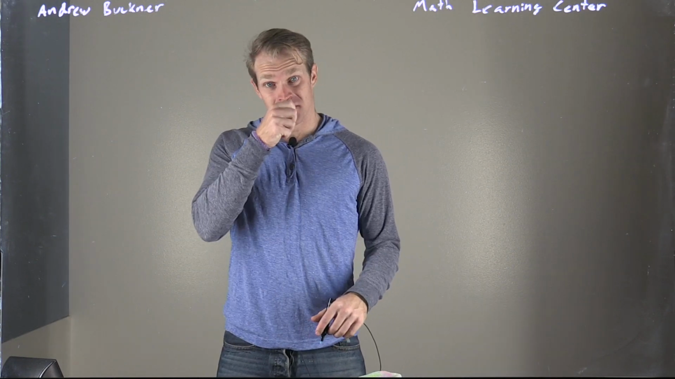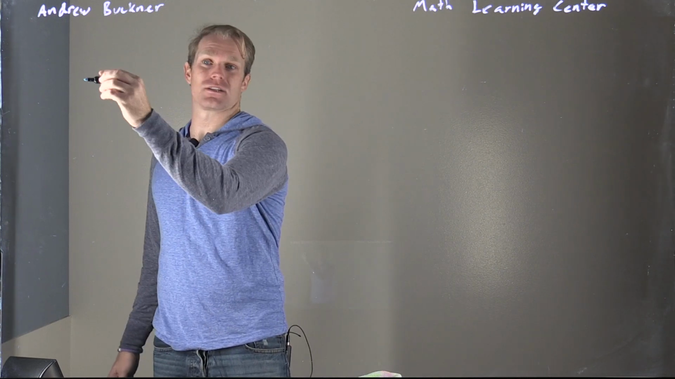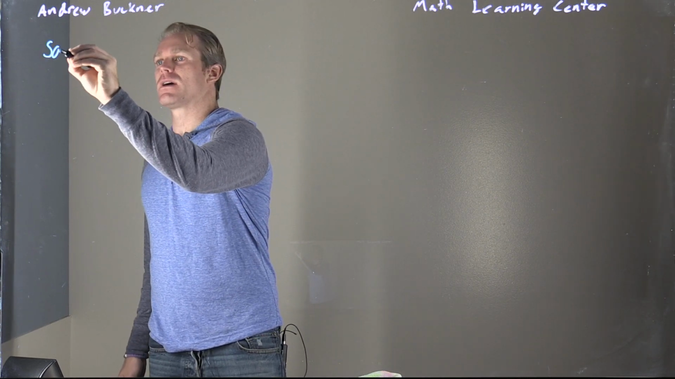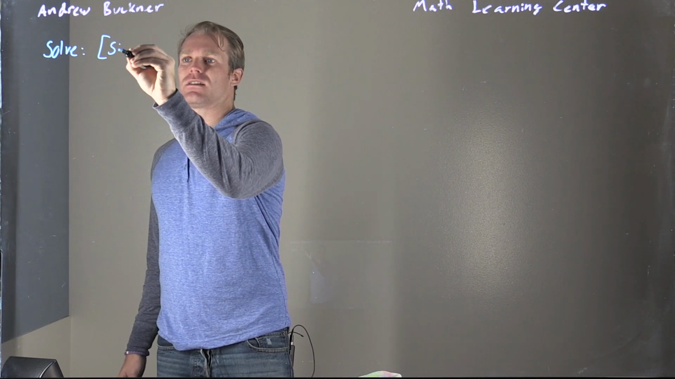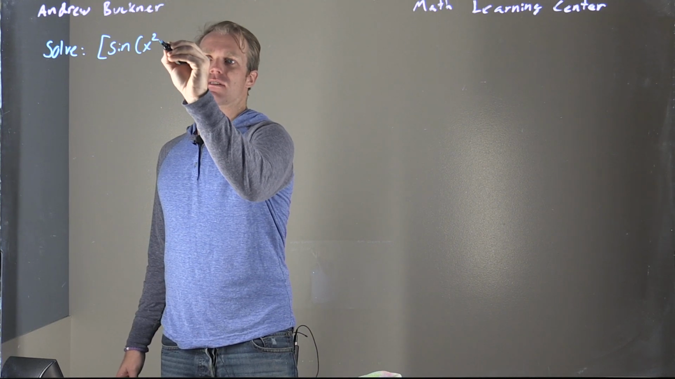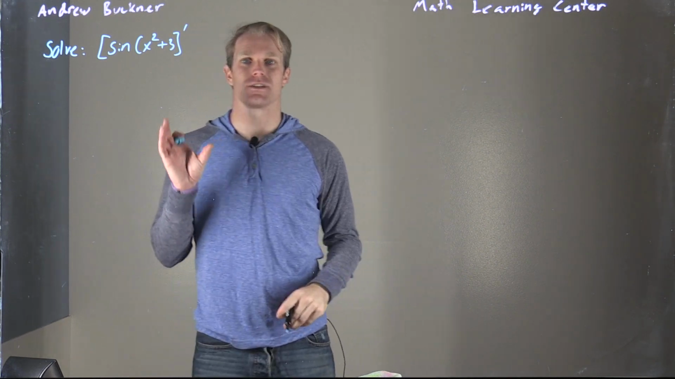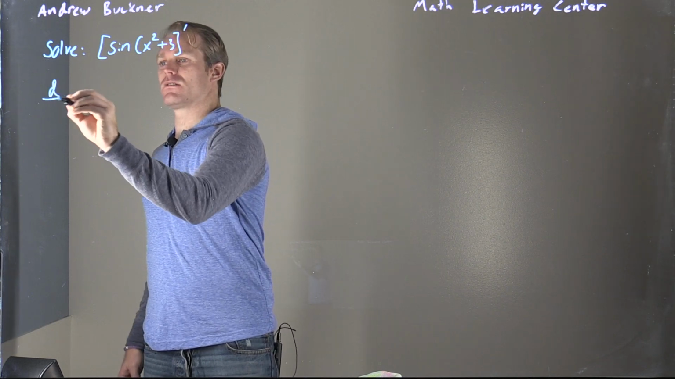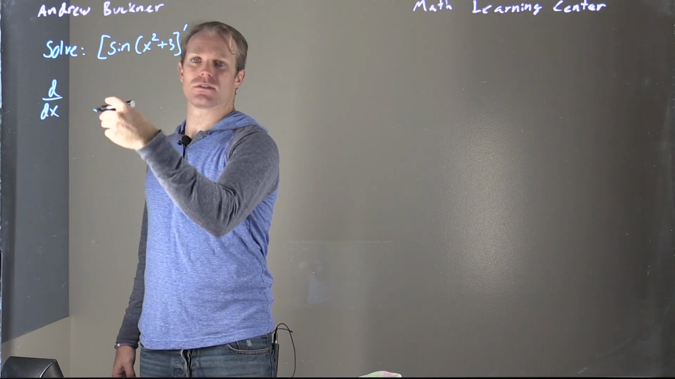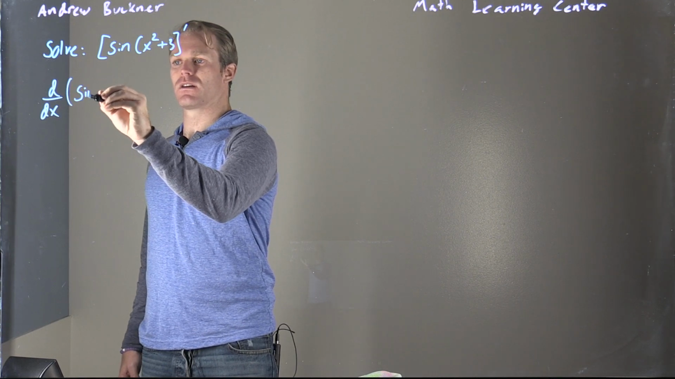Today what we're going to be doing is solving for another function when we're asked to take the derivative. The problem's asking us to take the derivative of the sine of x squared plus 3. I'm going to rewrite this to show that we're taking the derivative with respect to x of the same function.